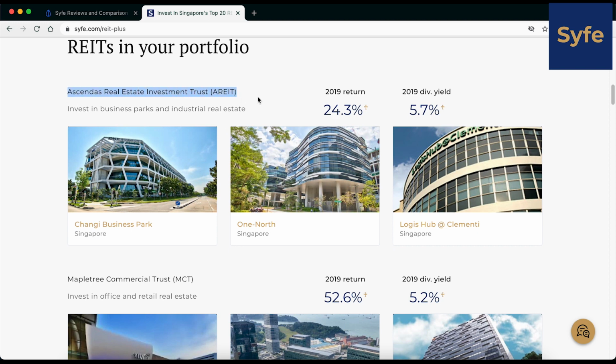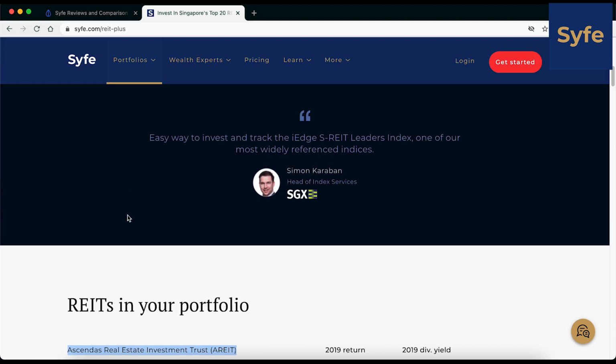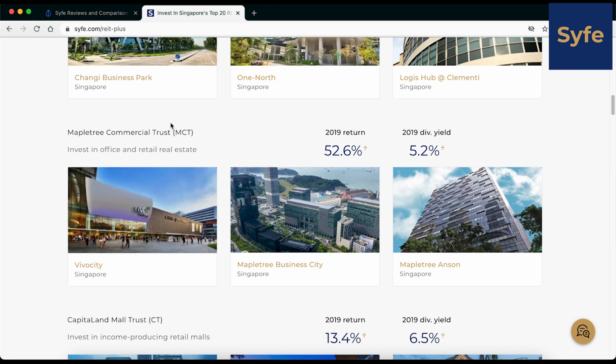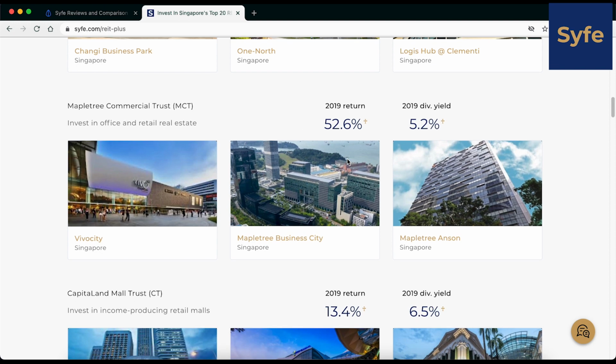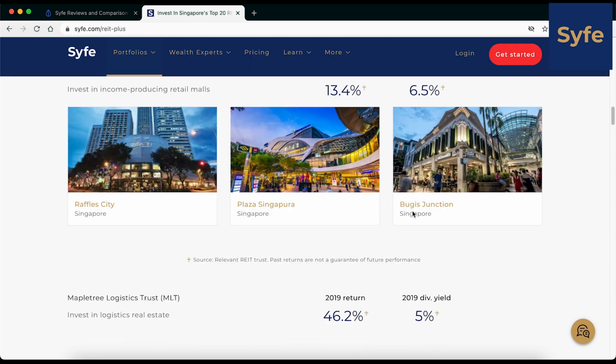They have Ascendas REIT, A-REIT. So 2019 returned about 20+% with 5.7% yield. I don't have this in my REIT portfolio, but I recognize that this is quite an established REIT. Mapletree Commercial Trust, yes, I also don't have this as well, so I would like to have it. CapitaLand Mall Trust, yeah, I used to have it as well, but with all the mall restrictions, I sold off earlier last year. So their portfolio is actually rather good.